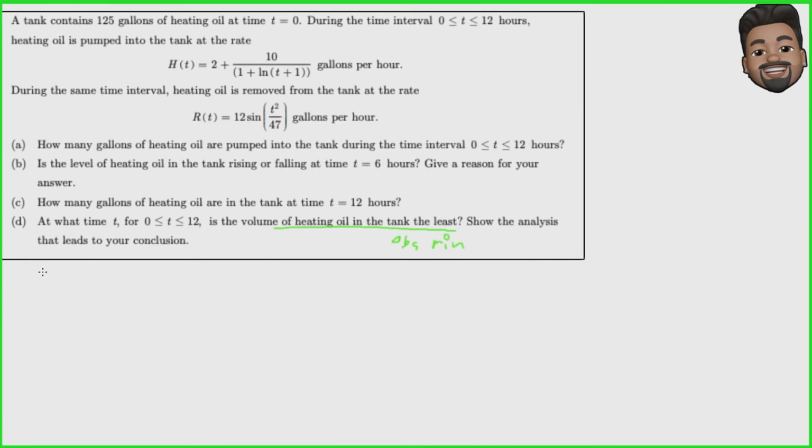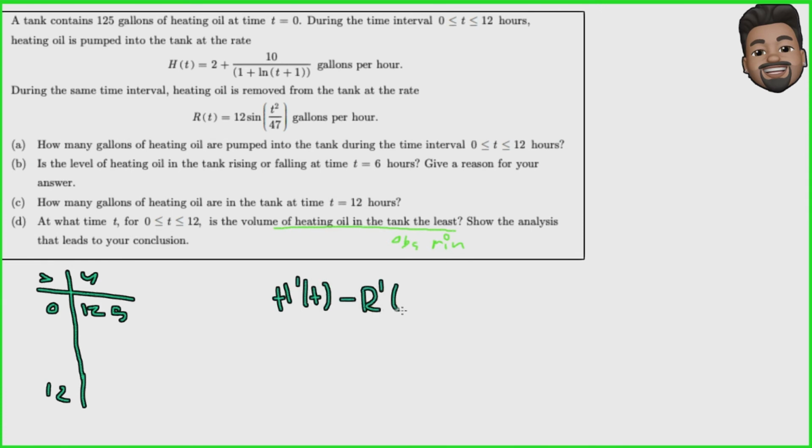We always talk about our endpoints. Now, because it's absolute minimum, we know at 0, it's 125. And then at 12, we'd kind of have to figure this out. This is calculator active, so we can do this the traditional way. We'll have to do a lot of setups to figure out how much heating oil is in the tank at 12. We also need to do H of T minus R of T.